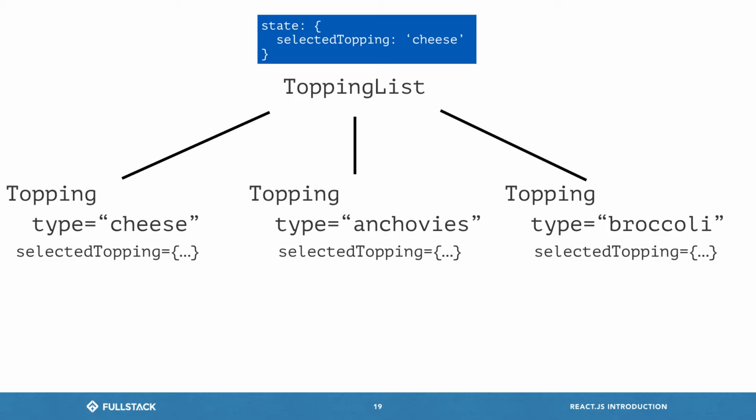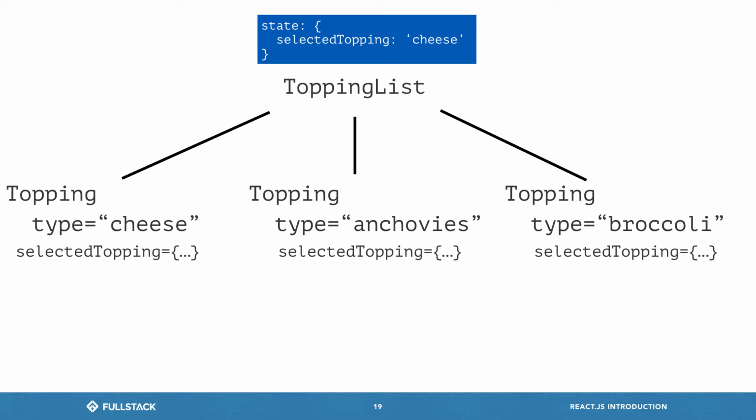So what I need to do is I need a function that can change my state, my selected topping, just the way we did with our click handler. So I'm going to create a function, and it's going to be up here. And I can pass that function to topping to get it to update my selected topping.